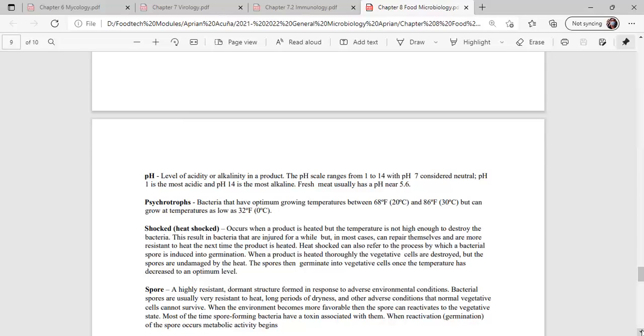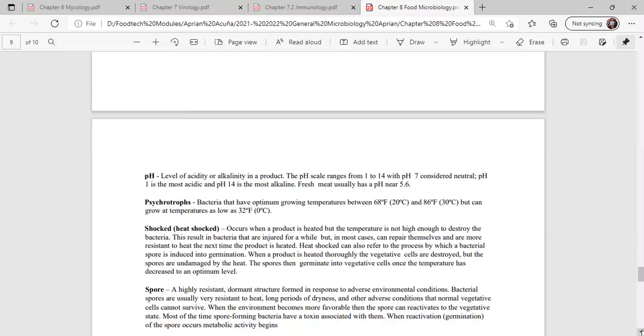Then you have your shock or heat shock. Of course, when the product is heated but the temperature is not high enough to destroy the bacteria. This results in bacteria that are injured for a while but in those cases can repair themselves, okay, and become more resistant to heat the next time the product is being heated.